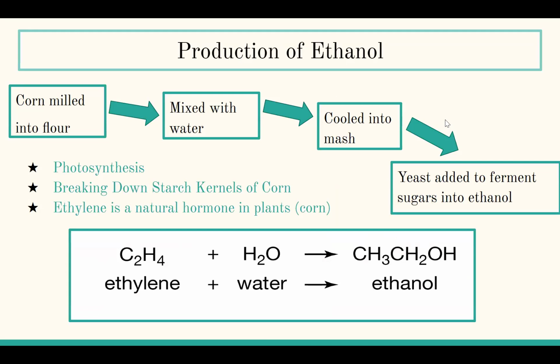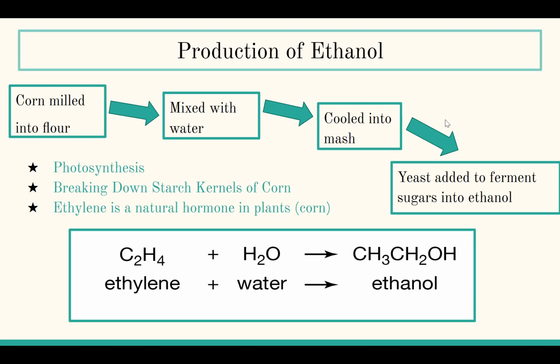For corn to grow, it must make its own food through photosynthesis. This means the corn takes in water, sunlight, and carbon dioxide to make its own food. The corn is milled into a flour, mixed with water, and cooked into a mash. This mash is cooled and yeast is added to ferment the sugars into ethanol.